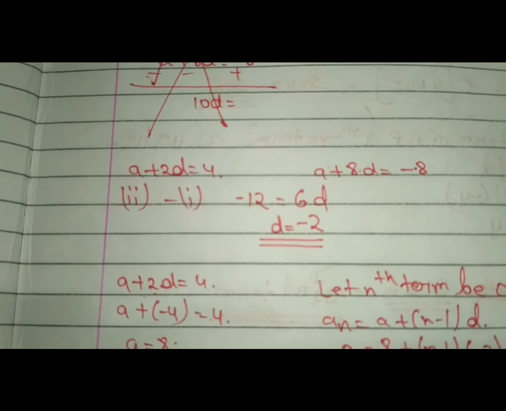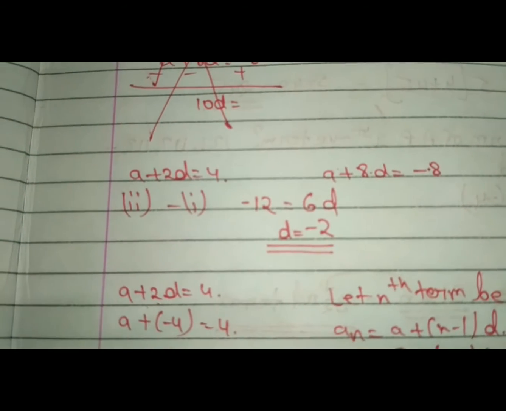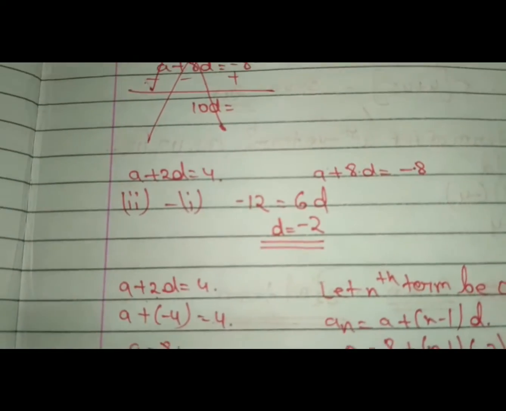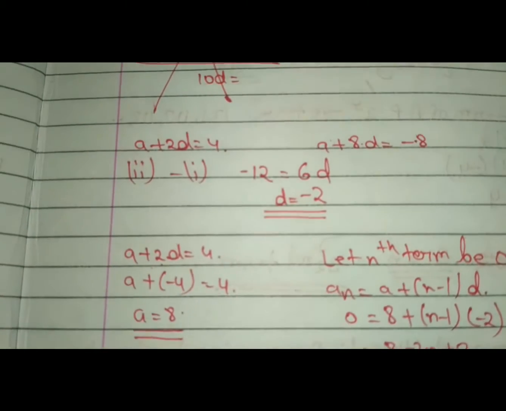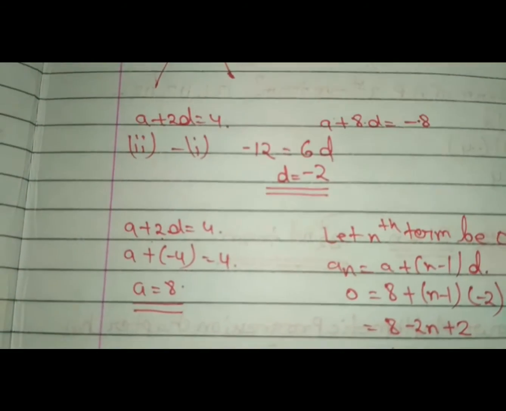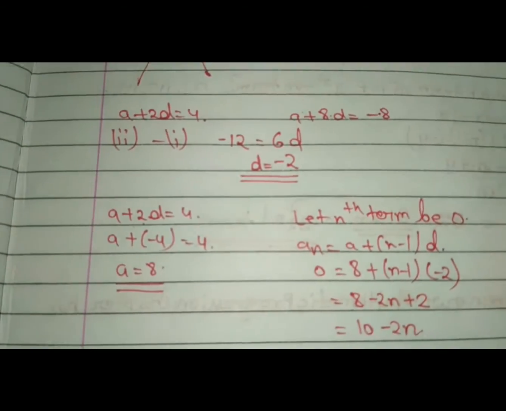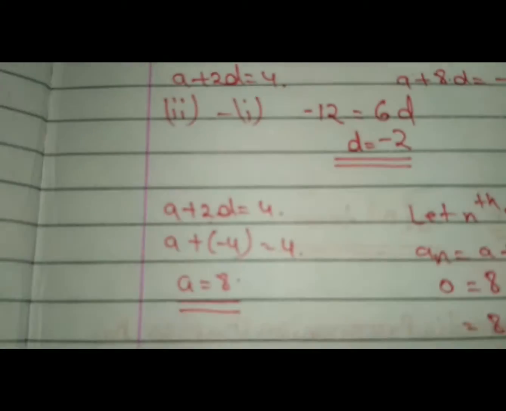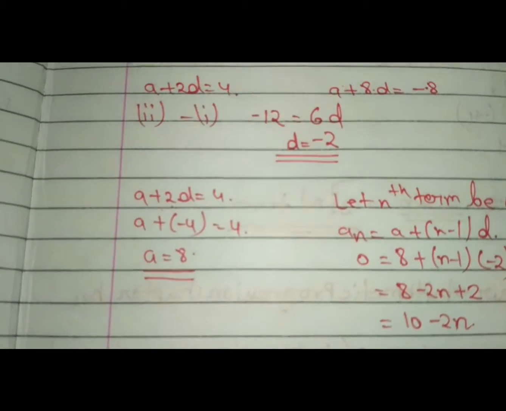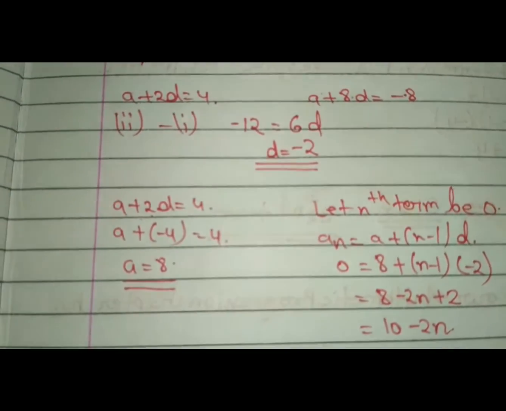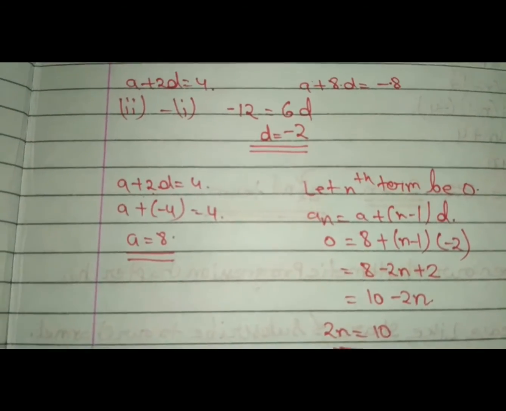equal to 6D, and minus 8 and minus 4, that is equal to, here is plus 4, when we go to that side we will get minus 4, that is minus 4 and minus 8 equals minus 12, that is minus 12 is equal to 6D and D is equal to minus 2. So we will put the value of D, that is minus 2, in this equation. A plus 2D is equal to 4. So A plus minus 4 is equal to 4. Then we will get the value of A as 8.